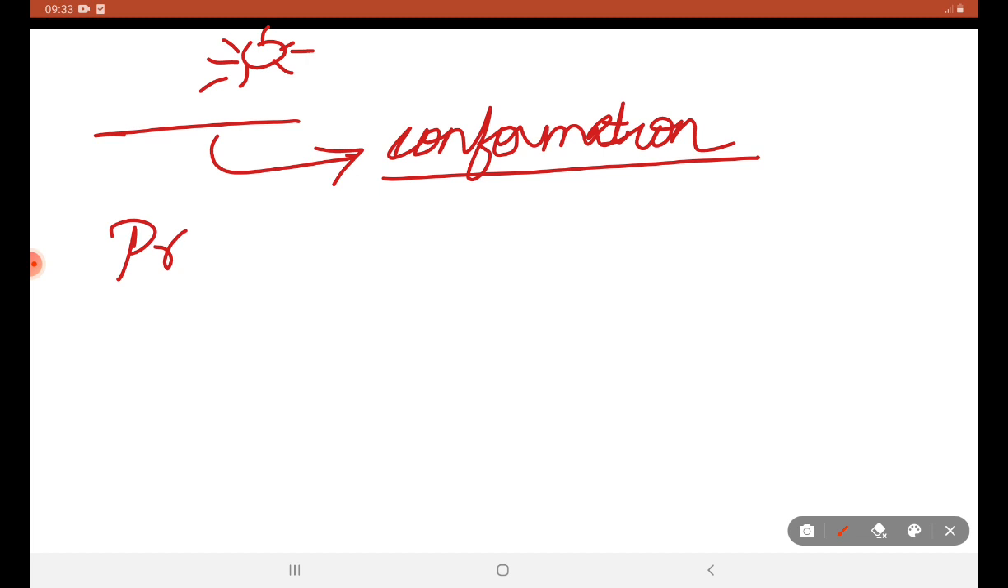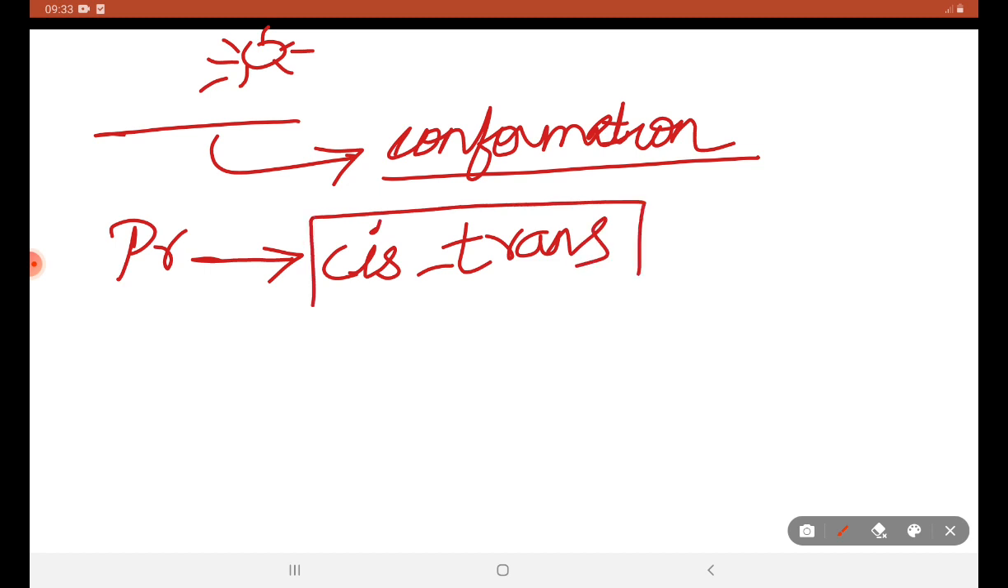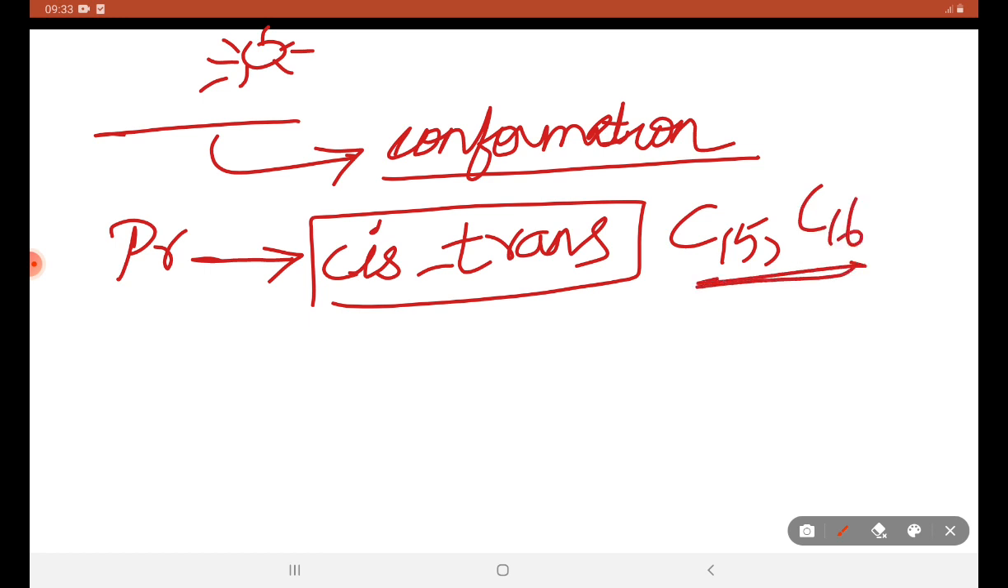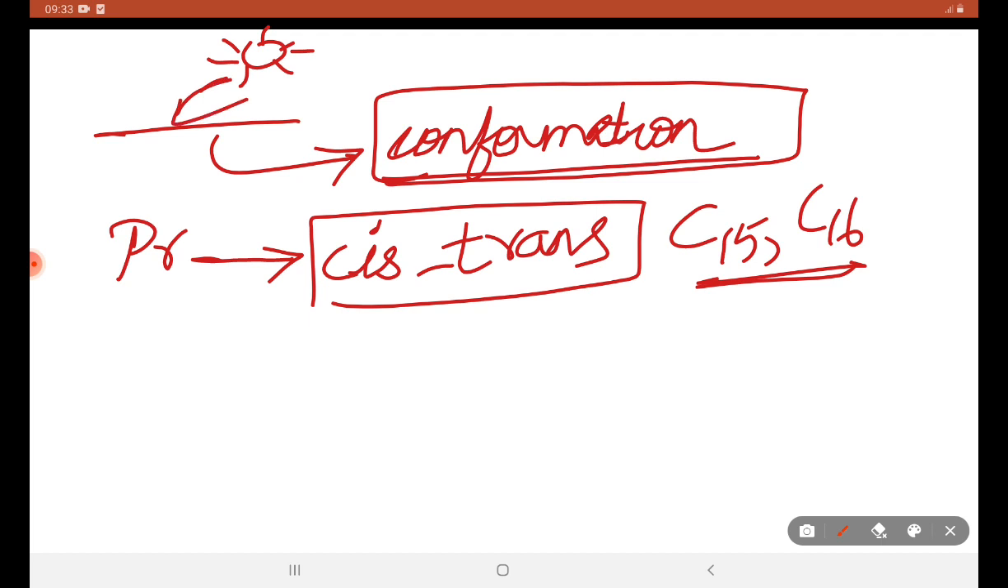The PR chromophore undergoes cis-trans isomerization, at the C15 double bond. This is the basic phenomenon for any reaction that receives an external stimulus: it undergoes a conformational change. This is a basic phenomenon. It is a reversible process.